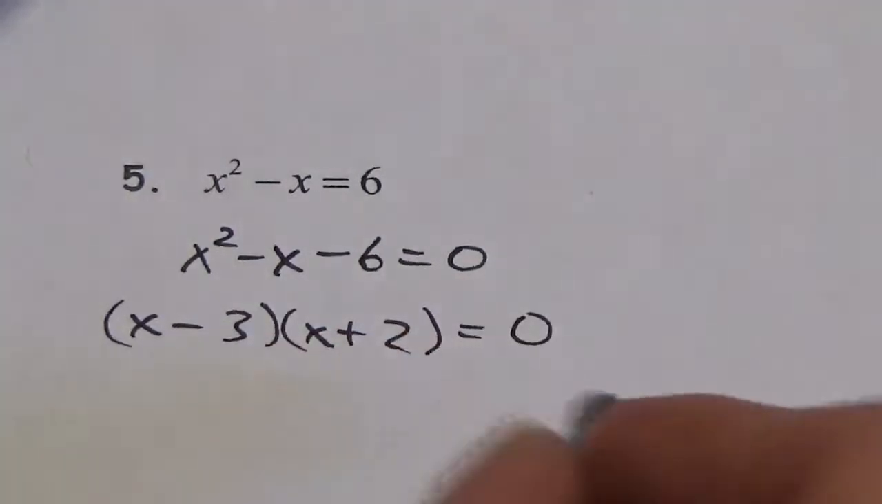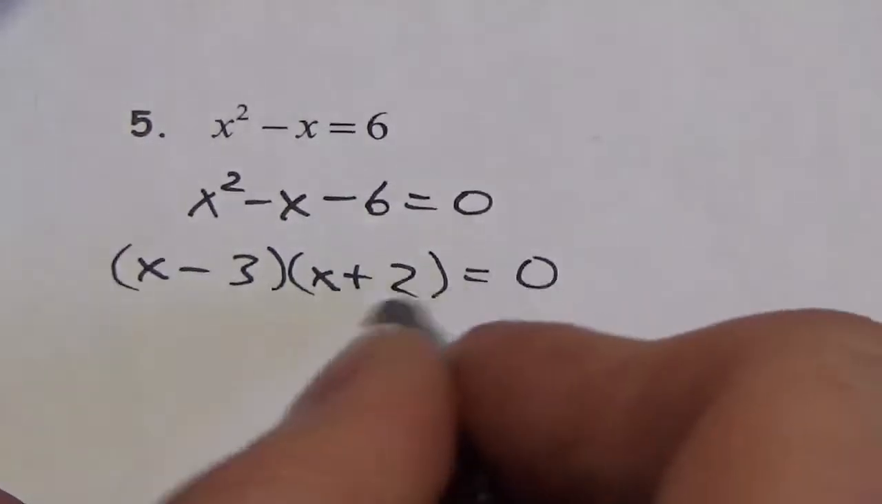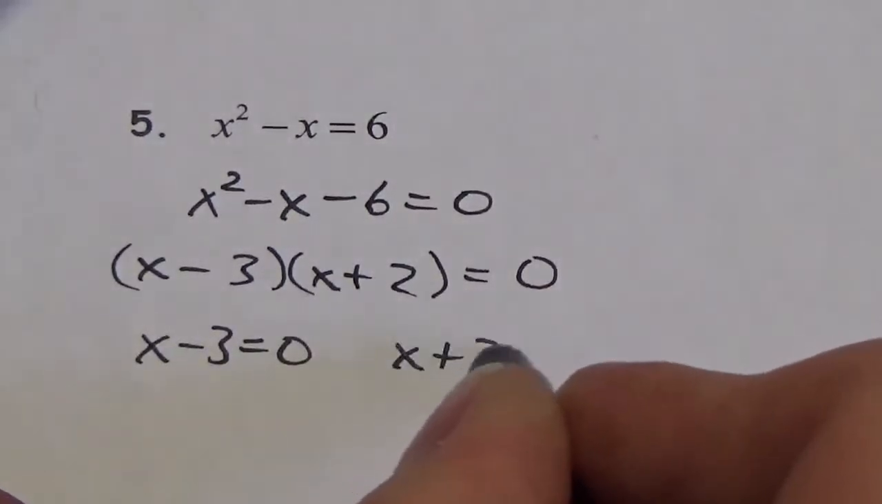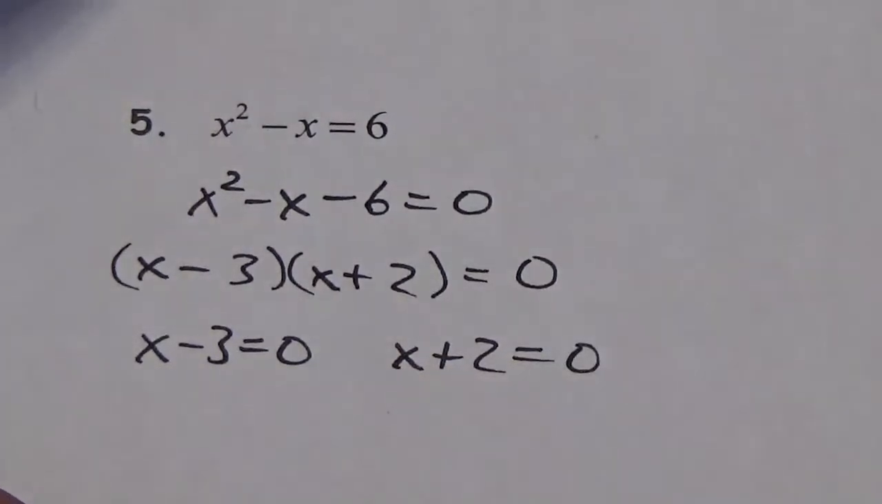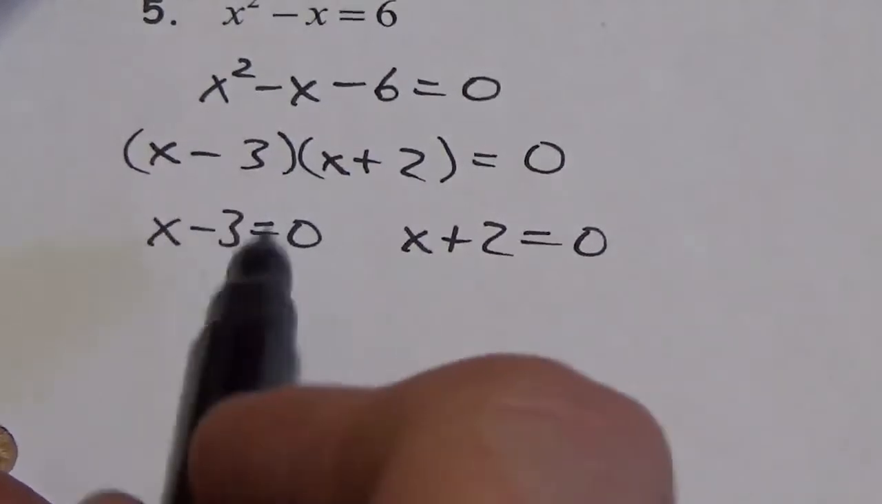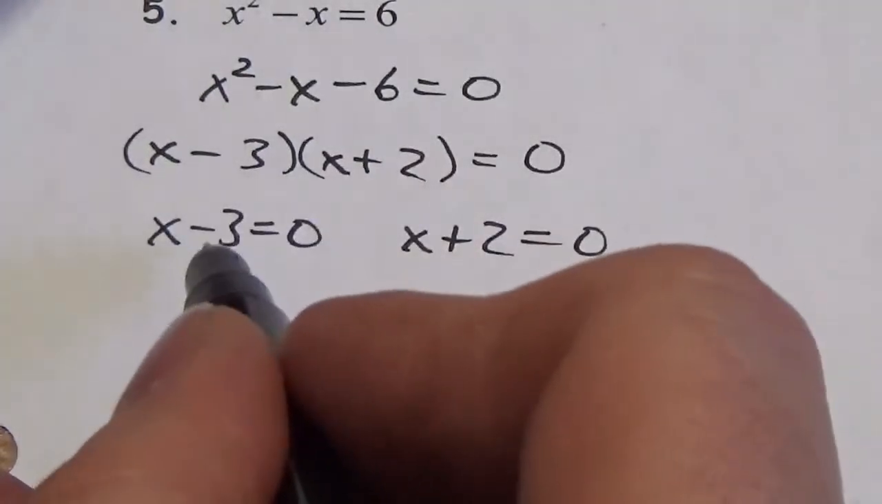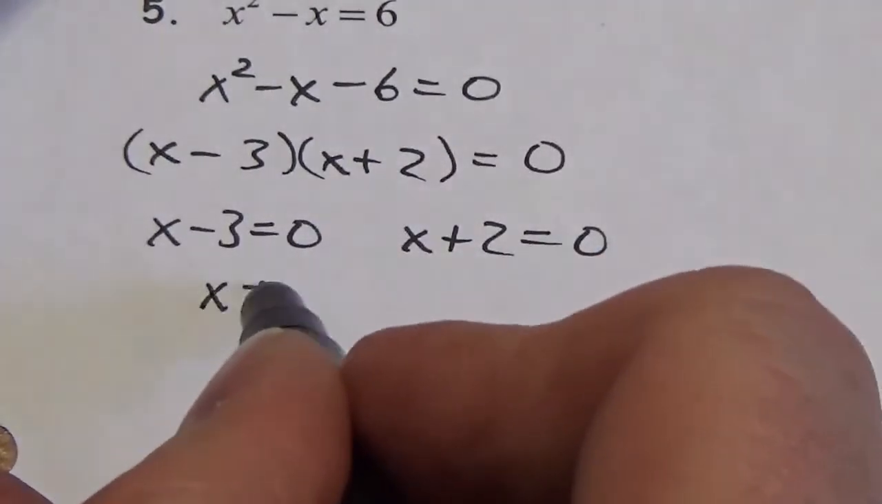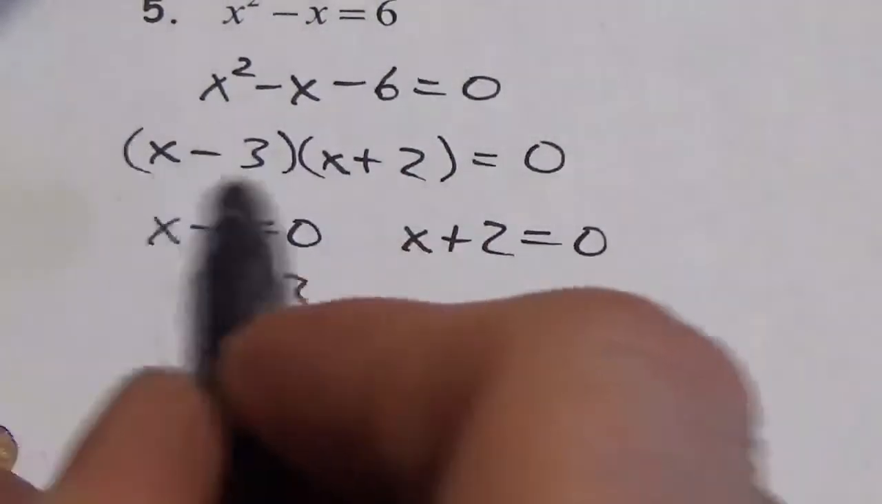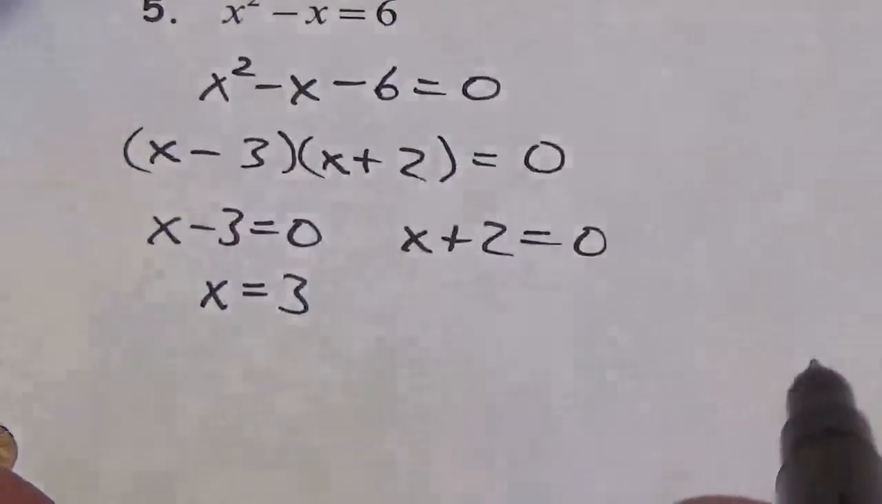So now that I've got it factored, I know that in order for that product to be equal to 0, either the x minus 3 is 0 or the x plus 2 is equal to 0. Now let's take this one step further. What value of x would cause x minus 3 to be equal to 0? Well, bring the 3 over. Positive 3 would cause this to equal 0, which means the whole thing equals 0.